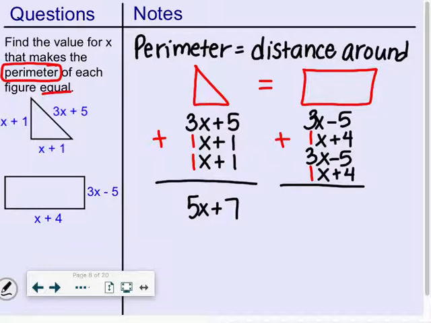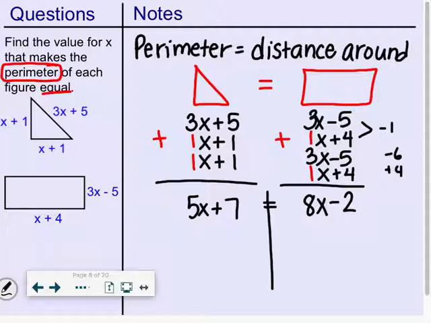So now if I add these together, 3 plus 1 plus 3 plus 1 is 8x. Negative 5 plus 4, that would be negative 1. Negative 1 minus 5 is negative 6, and then plus 4 gives me negative 2. It doesn't matter the order that you add those in. If you prefer to add them in a different order, that's fine. Now I need to set these equal to each other because now we've got our equation to solve.